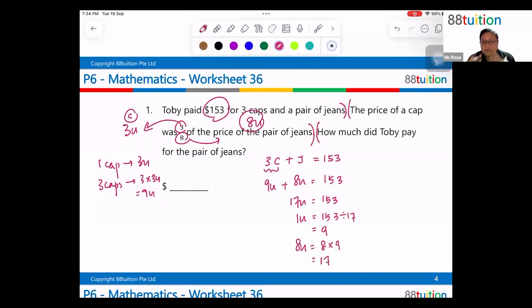Now, for this question, you can solve it in any way that you are most comfortable with, right? What I'm showing you is just an example of how you can solve it by using units, okay? By using units.